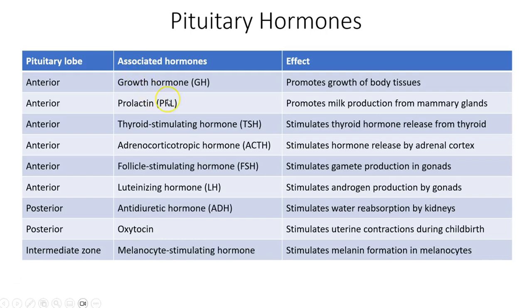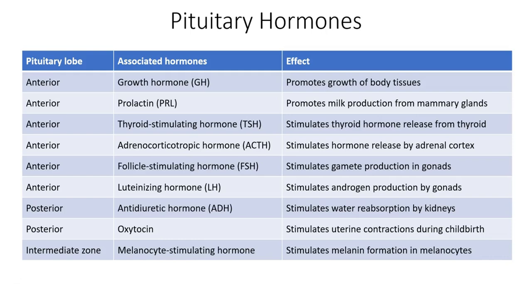Prolactin is another hormone secreted there. This is going to help produce milk for breastfeeding after birth. Thyroid stimulating hormone, we talked a little bit about that in the last video. This is going to trigger the thyroid gland to release its specific hormones. We have the adrenocorticotropic hormone, ACTH, which tells the adrenal cortex to release its hormones. There's another region of the adrenal gland that's signaled differently.